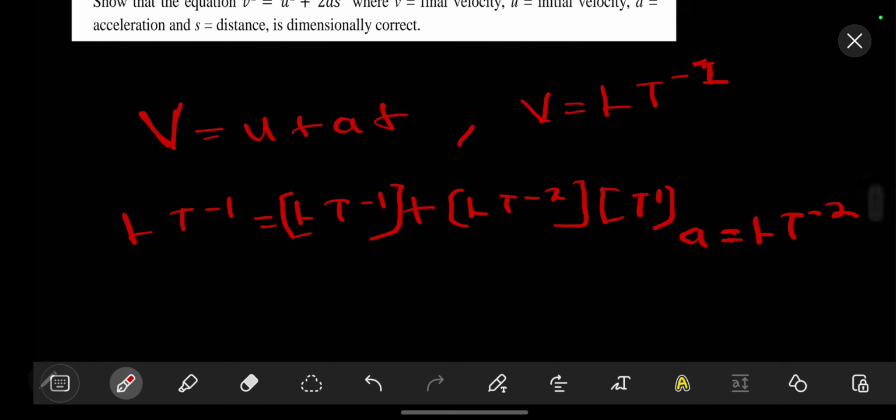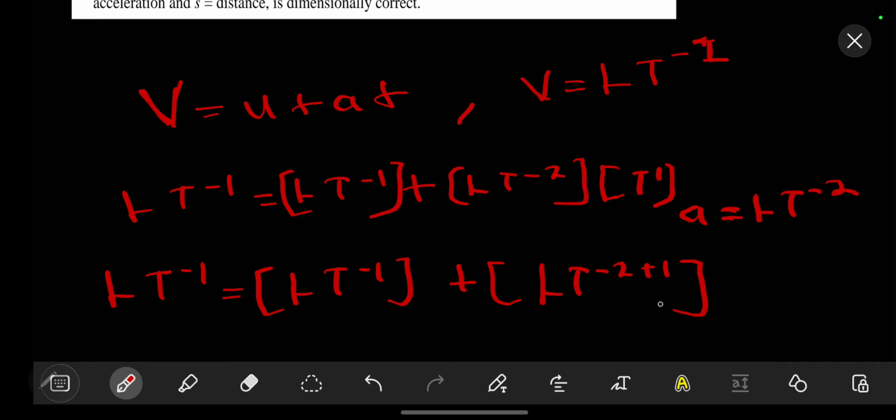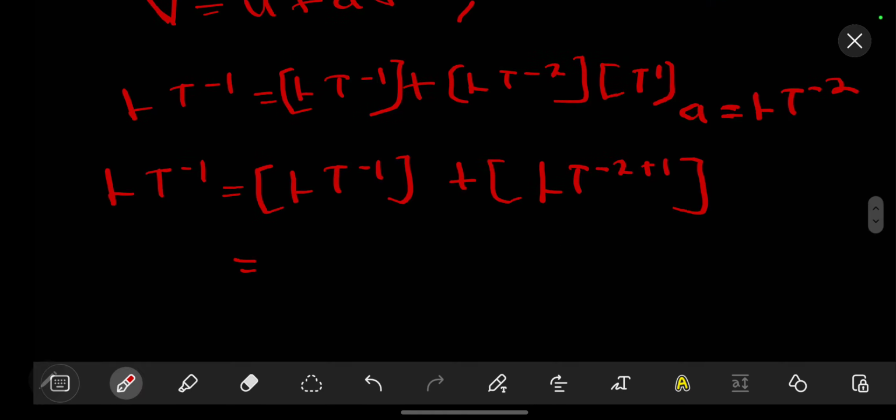So if we have this equation, this is how we deal with it. We are going to have L t raised to the power negative 1 should be equal to L t raised to the power negative 1, like that. Then we have plus. Now here, if we multiply t times t, it means we add the powers according to the rules of indices. So we have L t raised to the power negative 1 should be equal to L t raised to the power negative 1, then plus L t raised to the power negative 2 plus 1, which gives you negative 1, like that.